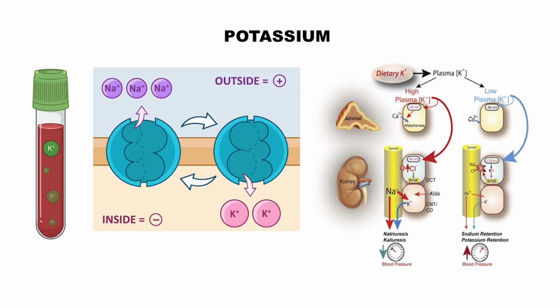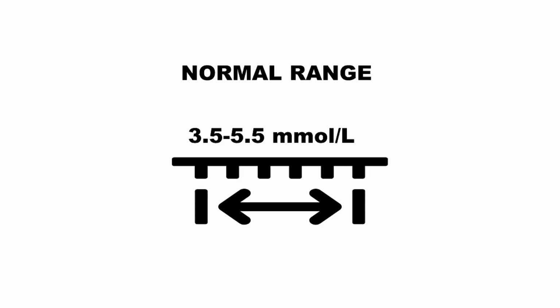Potassium is the dominant intracellular cation, maintaining a vital 25 to 1 concentration gradient between the interior of cells and the plasma. This gradient is fundamental for nerve transmission and muscle function, particularly cardiac contraction. The normal range for potassium is 3.5 to 5.5 millimole per liter.